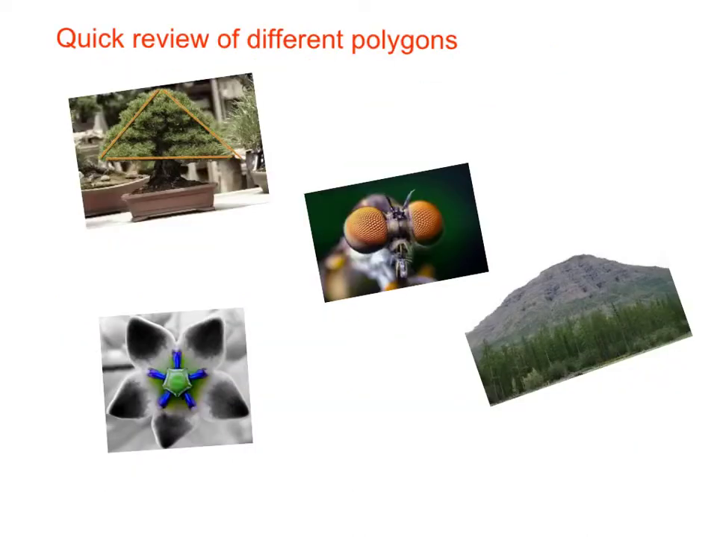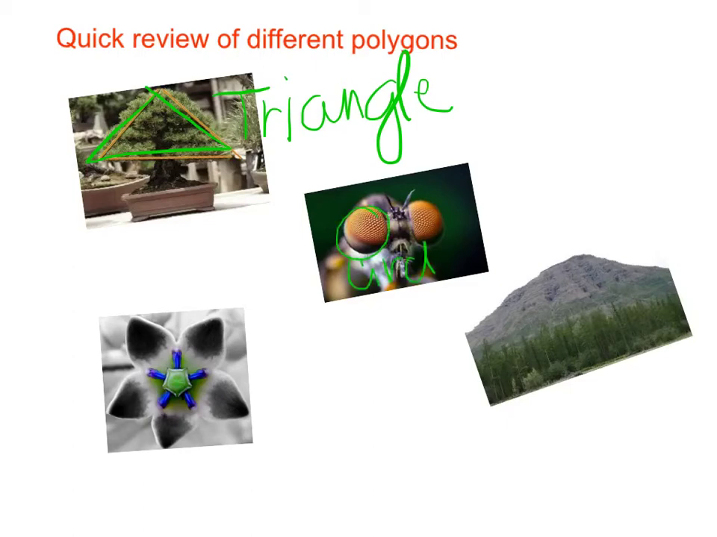Let's do a quick review of different polygons and their names. We have, right here in the corner with 3 sides, a triangle with the prefix tri, meaning 3. We have this bug's eye, which is a circle. We have the outside of this box is a square.